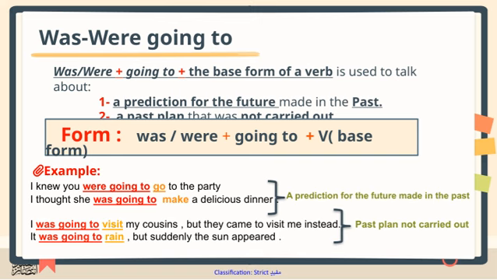This construction is used in two main ways. First, to express a prediction made in the past, and second, to describe a plan that was supposed to happen but didn't. So when you hear "was going to" or "were going to," think about whether someone predicted something or had a plan that, for various reasons, didn't happen. This helps us convey past intentions and expectations clearly.